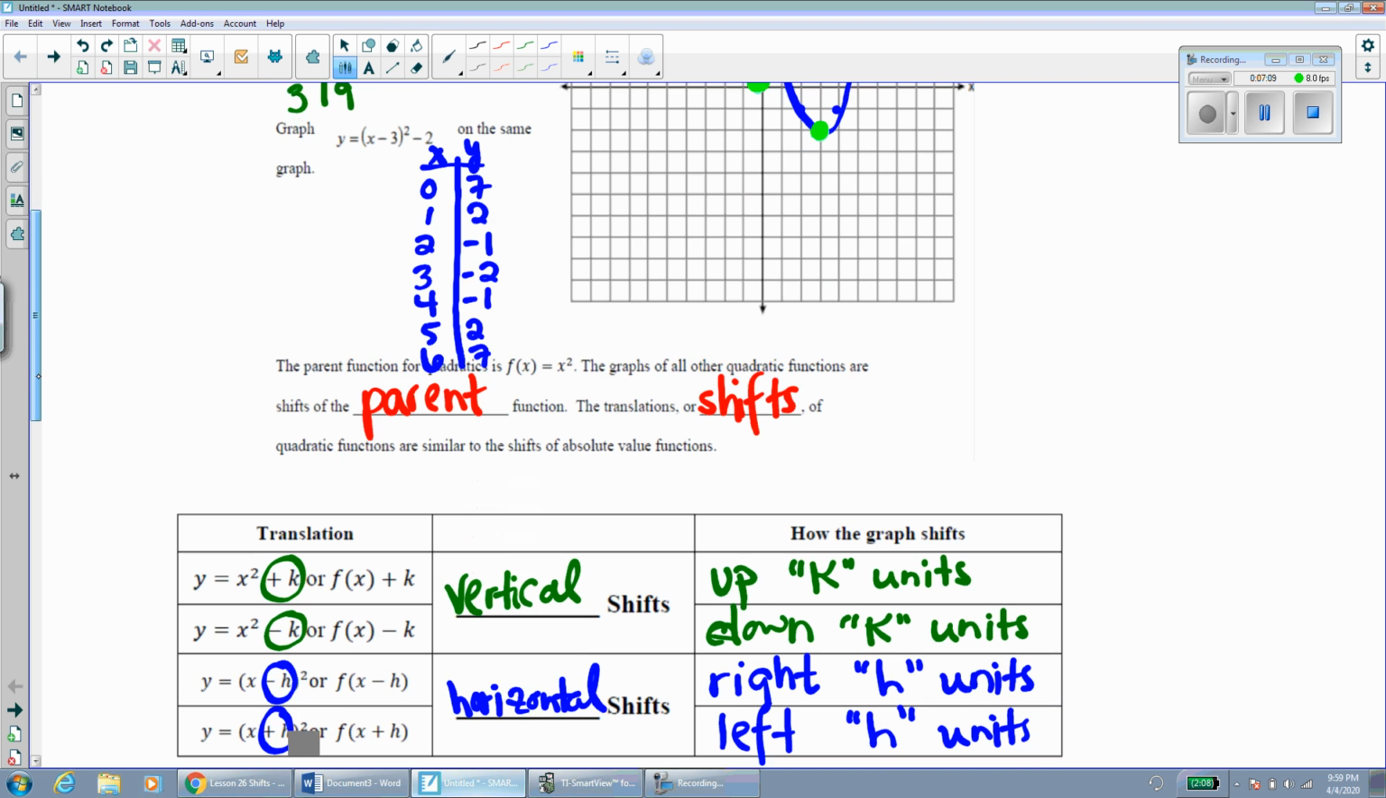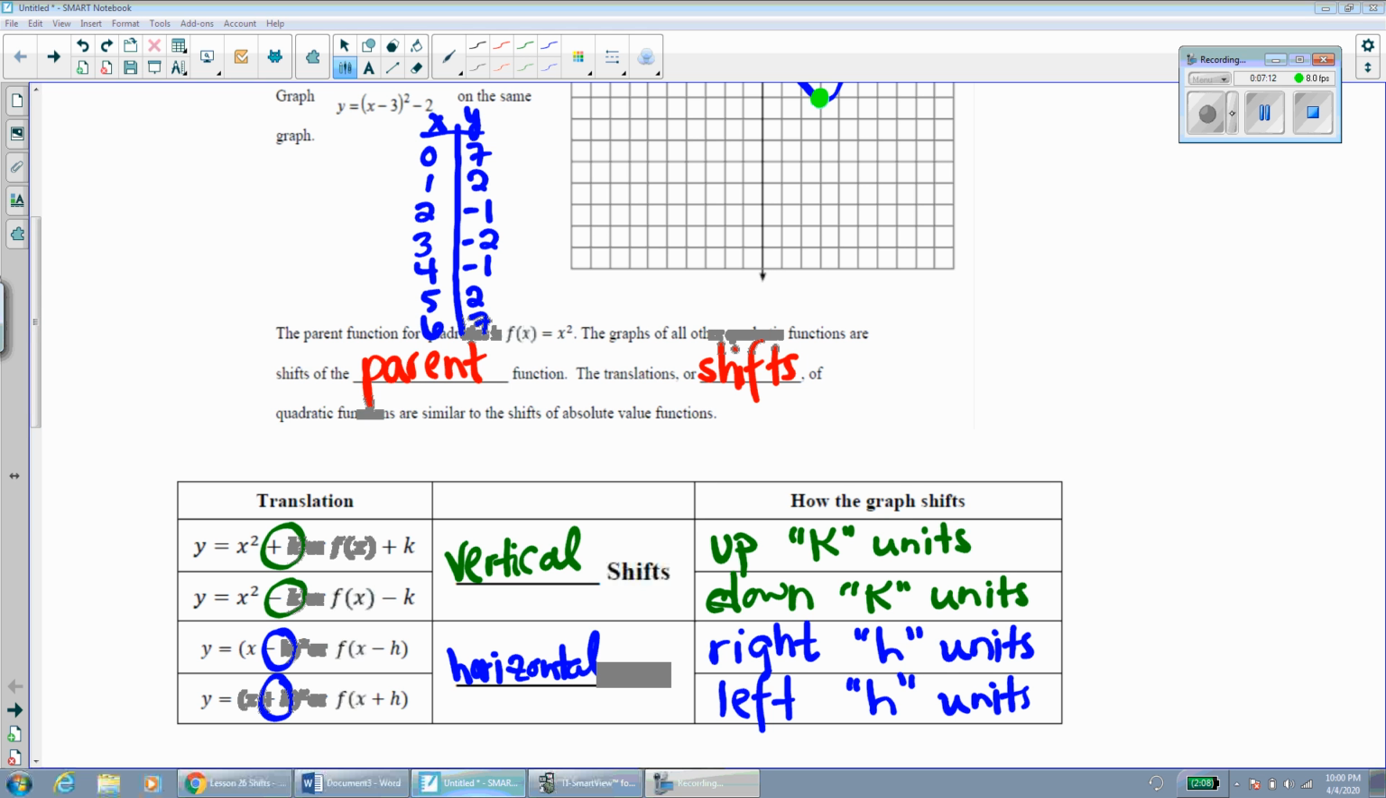So let's look back down here at our little key to help us with translations. So if we're subtracting 3 inside of my parentheses, that's down here, right? We're subtracting inside of my parentheses. That means that we're moving to the right. And since we subtracted 3, we're moving to the right 3. Now let's look at what should have happened if we subtracted 2 outside of the parentheses. So let's look over here. If we're subtracting 2 outside of my parentheses, we should have gone down. And how many was it? 2.